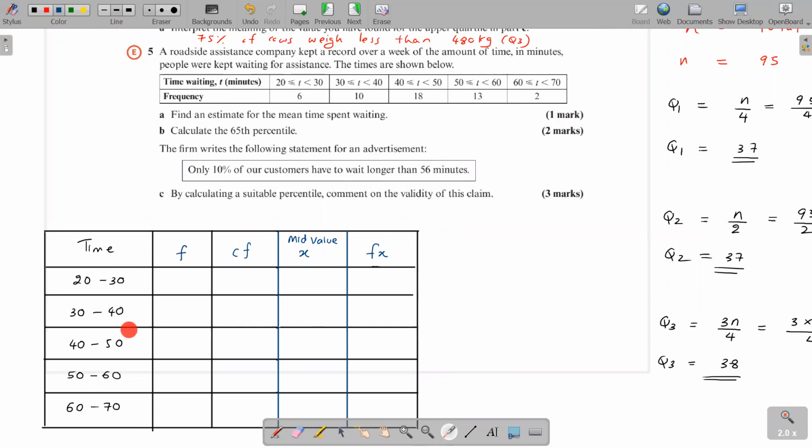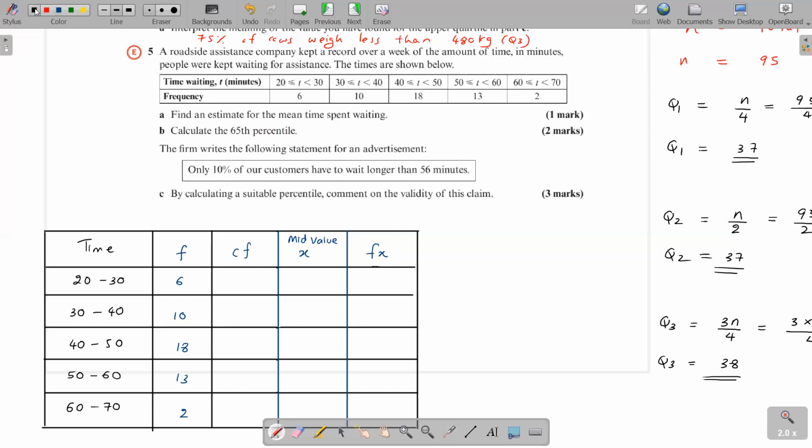Frequency, time, and cumulative frequency, which is definitely required when we are going to find quartiles and percentiles. I included the mid value and fx columns because we are trying to find the mean. For the mean, we need the midpoint, and we need the fx. So the frequency values given to me are 6, 10, 18, 13, 2. Cumulative frequencies, when you add these up.